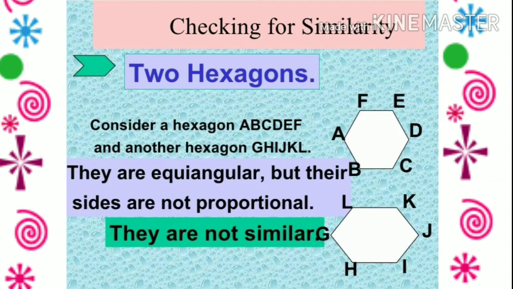Next example, two hexagons. Consider a hexagon ABCDEF and another hexagon GHIJKL. They are equiangular. All the angles are equal, but their sides are not proportional. The sides are different. So we can conclude that the two hexagons are not similar.